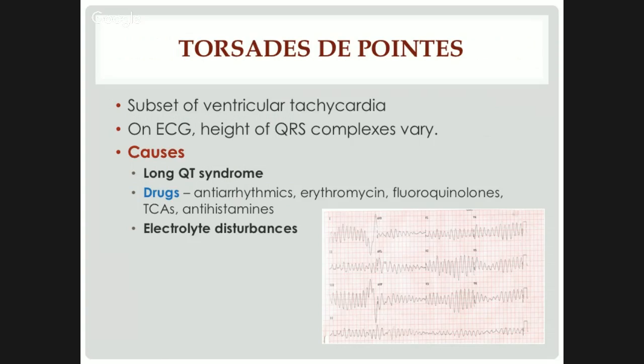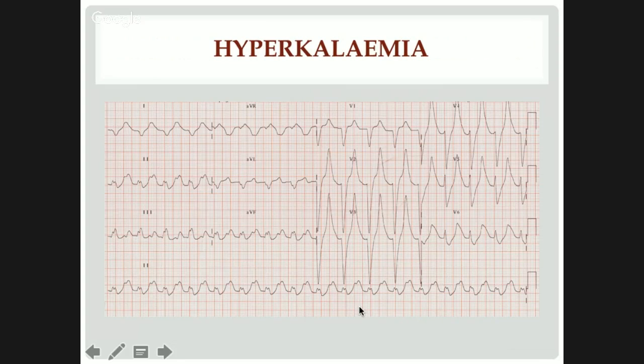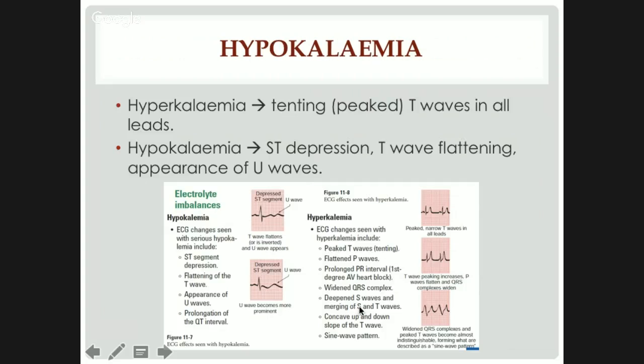But if you give people with long QT syndrome certain drugs, or just giving people these drugs, antiarrhythmics, erythromycin, antibiotics like ciprofloxacin, antihistamines, people can have this variant of ventricular tachycardia called TdP. Ventricular fibrillation, again, cardiovert. And initially it's coarse ventricular fibrillation where the waves are bigger. Eventually it'll become fine. Hyperkalemia, buzzword, tall tented T waves. I've got that over here. Hypokalemia, flattened T waves. So arrhythmias, as far as EMQs and OSCEs are concerned, know atrial fibrillation, know supraventricular tachycardia, and for VF and VT, you need to be able to defibrillate.